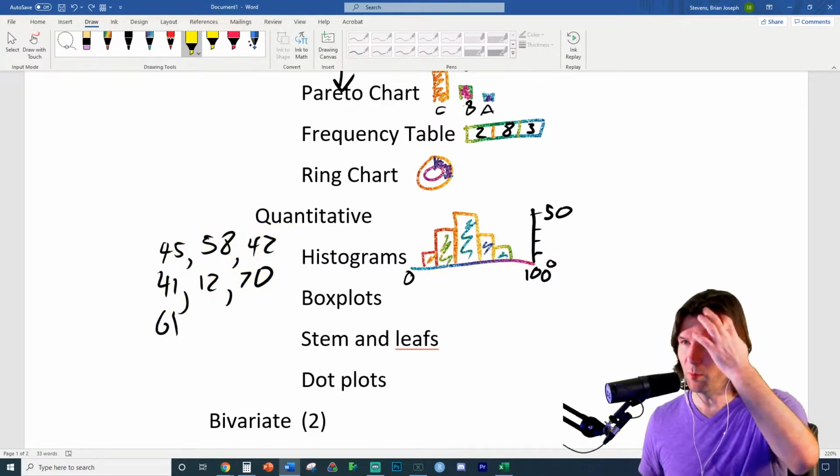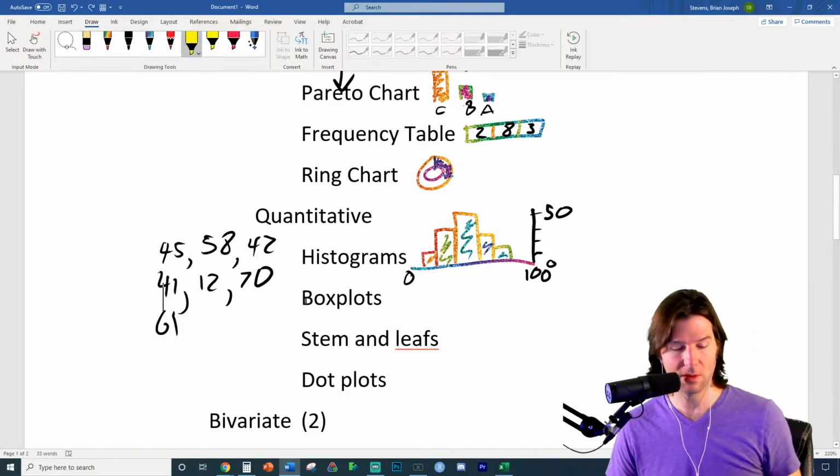Good morning. Can you go over stem and leaves? You bet. Let's do that. Trace, that's a really good question. Good to see you here, Trace.